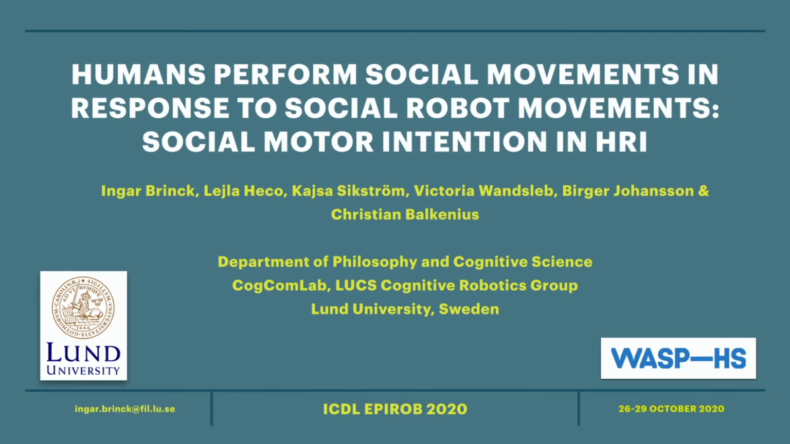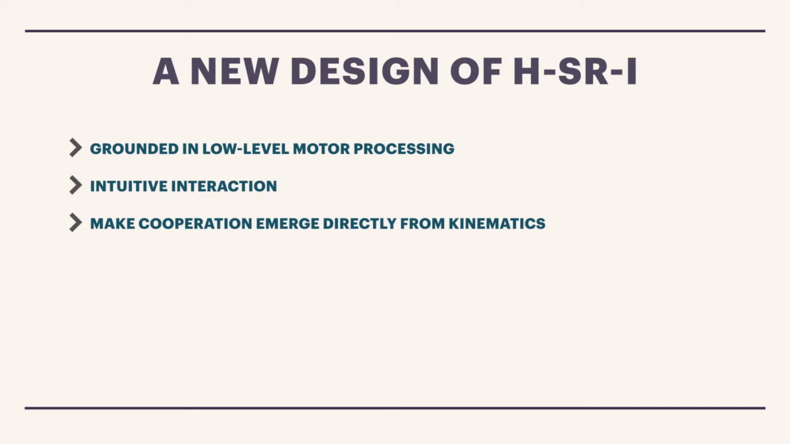Okay, so we made a study of social motor intention in human-robot interaction, and the aim of this is to develop a new design of human-social robot interaction grounded in low-level motor processing and drawing on intuitive interaction, where people naturally can read and perceive intention in action. And the idea is to make cooperation emerge directly from kinematics.